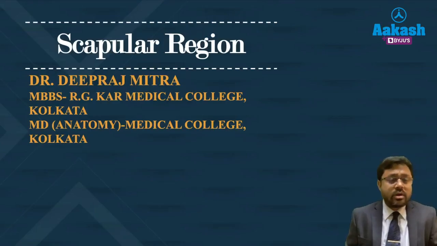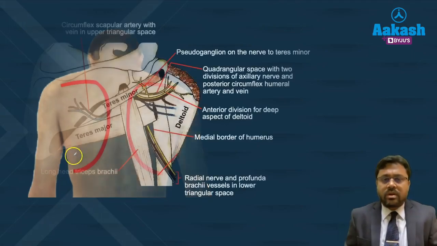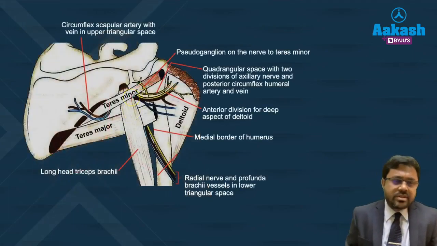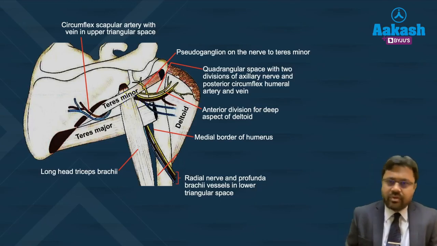This time we move on to a new zone. We move on to the scapular region. This particular zone is termed the scapular region grossly. Now, what important features do we have over here? Let's have a look. So we have a posterior view of the right-sided scapula.